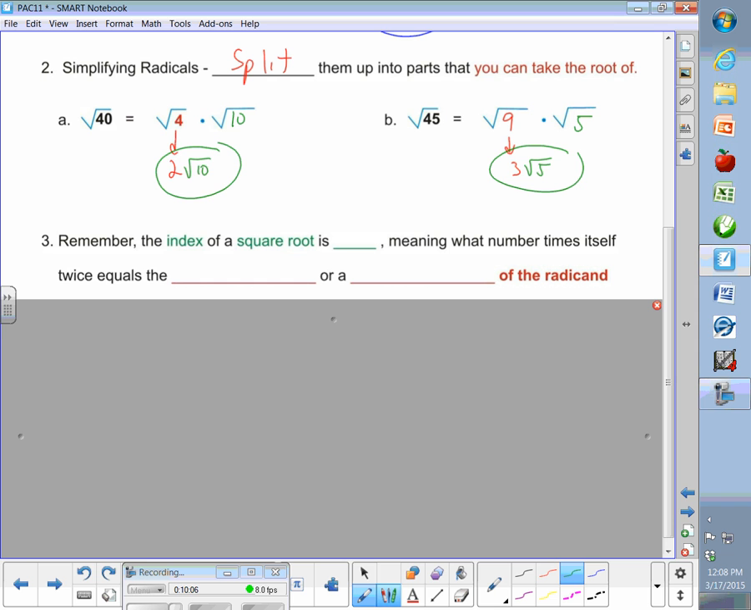Remember, the index of a square root is, say it class if you know it, 2. And what does that mean? What number times itself twice equals the radicand?